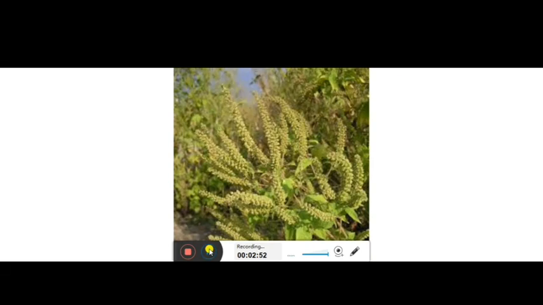Now another common agent of pollination is the wind. Wind pollinated plants include ragweed. This is the picture of the ragweed. They do not produce any nectar to attract the insects or the birds. Their pollen is very soft and lightweight, so it can easily get carried with the help of the wind, and then they complete the process of pollination.